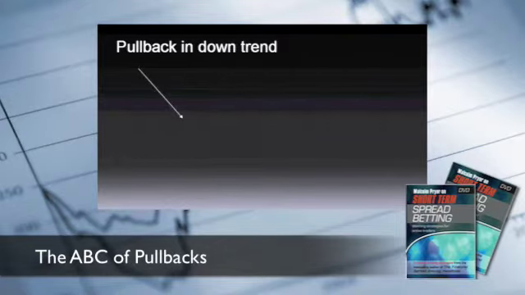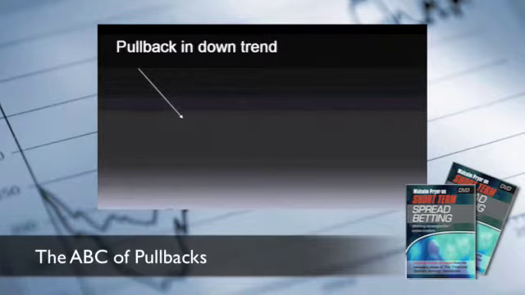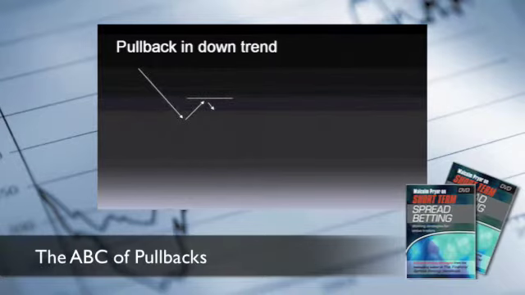Now here is a pullback in a downtrend. The components here are exactly the same but in reverse. Directional bias, pullback, thrust, place to put our stop and define our risk above the high of the pullback.